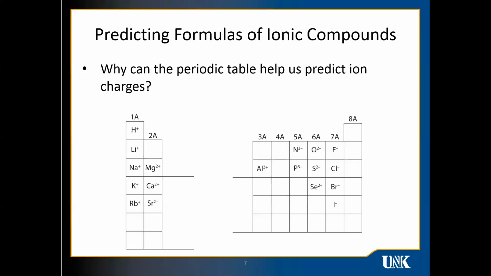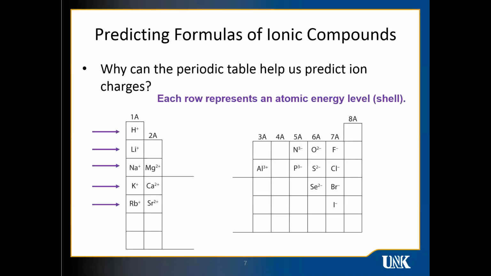Now, how does this work? Well, the periodic table can actually help explain why this works. The periodic table is designed so that every row represents an atomic energy level or shell. You may remember from the first workshop that atoms, when excited, will emit certain light photons as electrons are dropping from one energy level to another. Well, the periodic table is arranged in having rows that represent each atomic energy level.